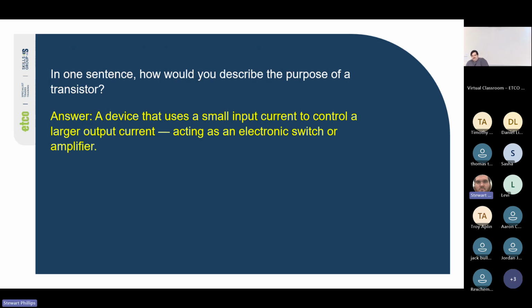Cool, so all of these devices, diodes, SCRs, triacs, and transistors, are part of the same story, using semiconductor materials to control current flow. From here, we'll start seeing how these components are built into real-world circuits like power supplies, speed controllers, and electronic protection systems. So that is all of the learning material for tonight.